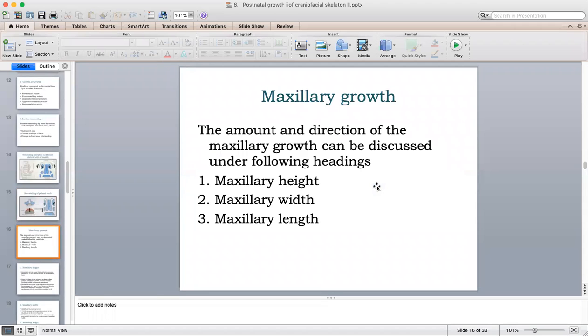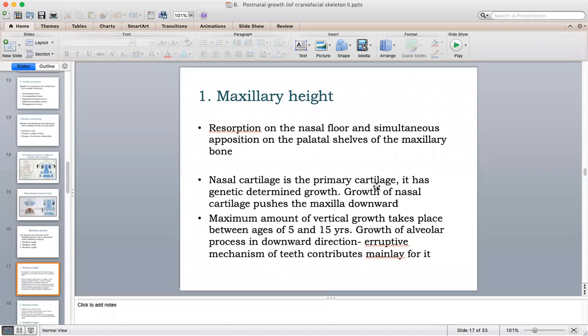Now looking at the growth of the maxilla in the three dimensions: how does it grow in height, how does it grow in width, and how does it grow in length? Maxillary height mainly grows by the growth of the nasal cartilage. There is resorption on the nasal floor and deposition on the palatal shelf. It brings the palatal floor downwards. That is how the height increases. The nasal cartilage is the primary cartilage of growth. It pushes the maxilla downward.